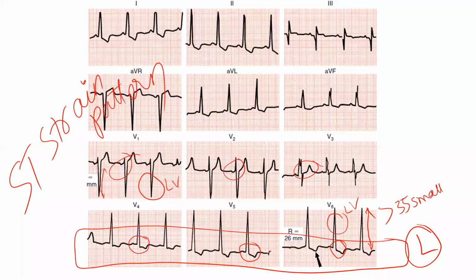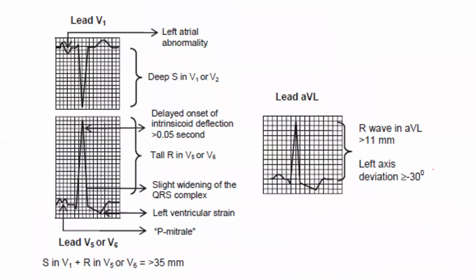Here it should be more than 35. I think 1, 2, 3, 4, 5, 6 boxes are here. Here how many are there? 1, 2, 3, 4, 5. At least 5 are there. 6 plus 5, 11 boxes are there. 11 big boxes is definitely more than 35 small boxes. So LVH and RVH criteria. See, this is the LVH criteria we have here.